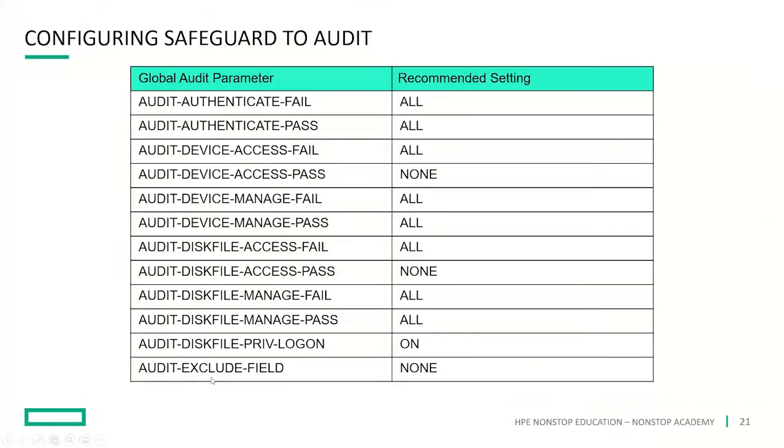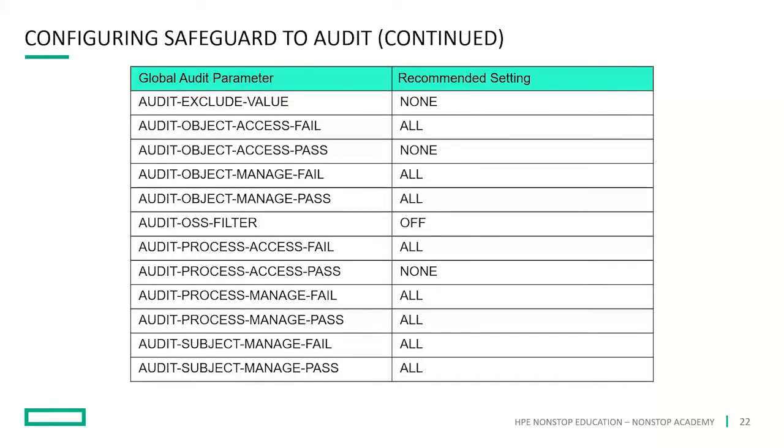Here's a whole list of the parameters and what I recommend they get set to. If you want this, I'll share the slide deck. You're more than welcome to take these and install them in your environment. Good idea. The configuration settings here will configure your system for optimal Safeguard auditing. Here's the page 2 of the same thing. All good stuff.